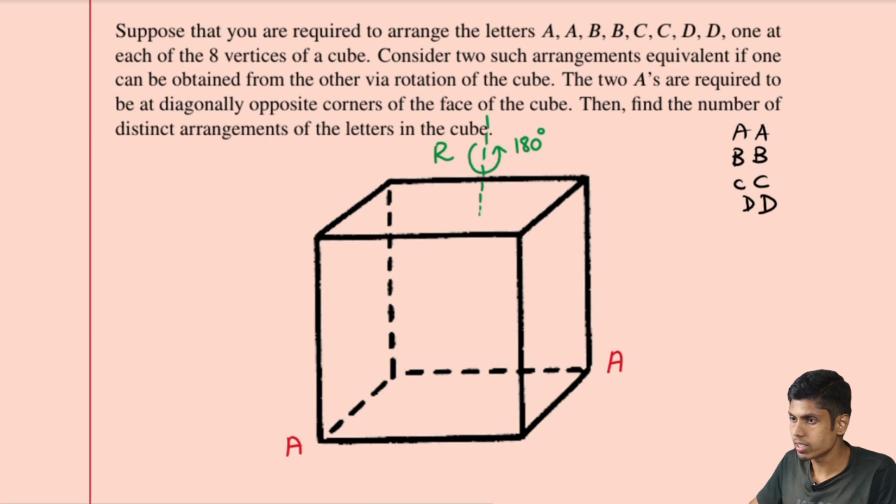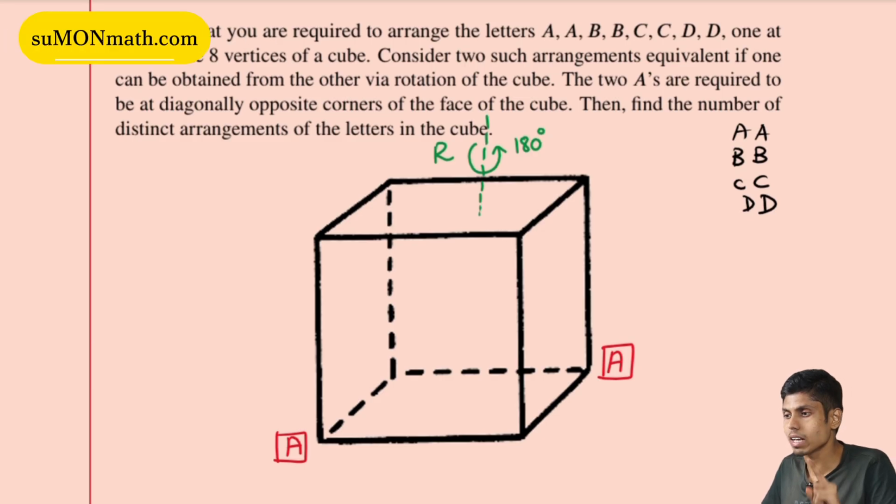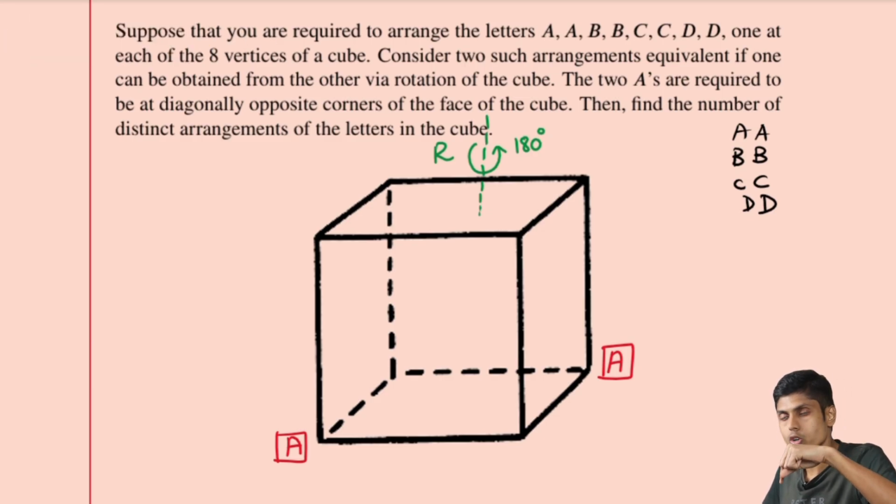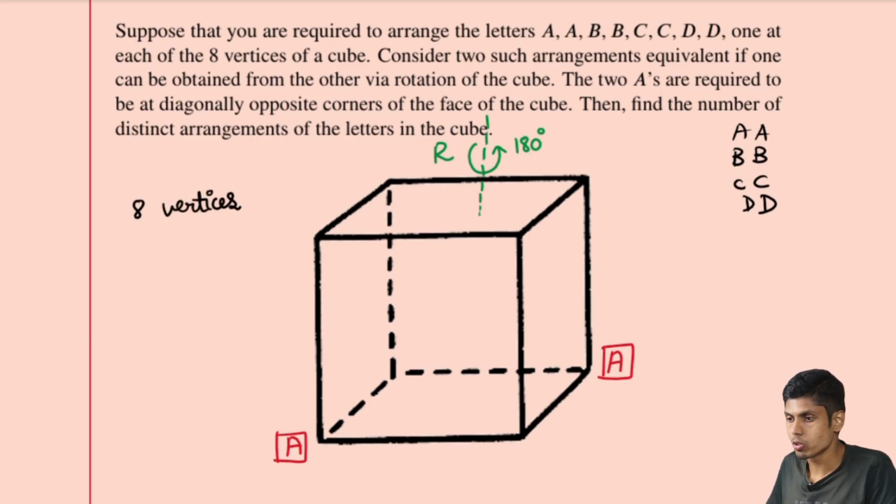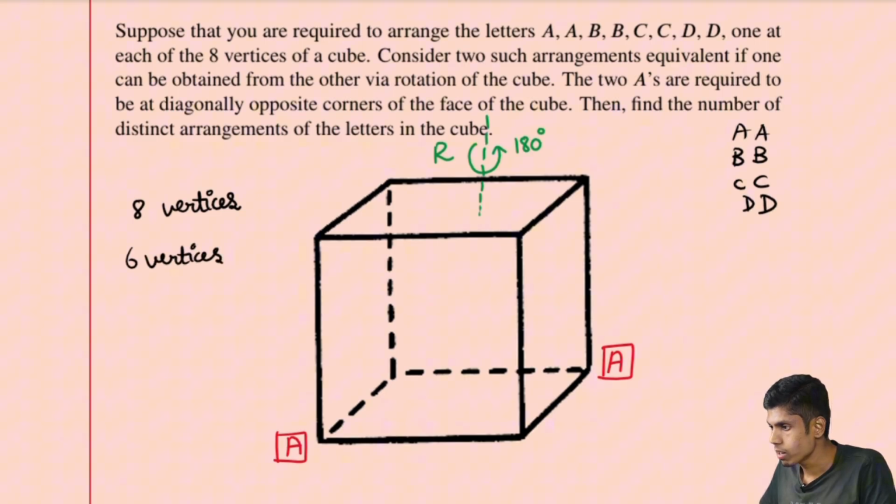So now we fix the A's and allow for only one possible rotation of the cube, that is R. Rotation about the axis joining the midpoints of top and bottom faces by 180 degrees. In how many places can we accommodate the B's? Well, out of 8 vertices, we have already occupied 2 of them. So the remaining 6 vertices. So B can be placed in 6 choose 2 ways, and that would be 15.